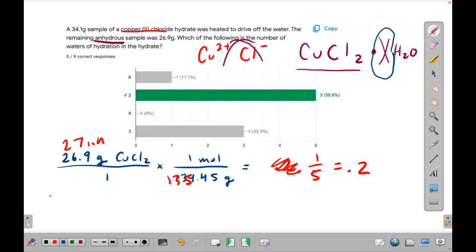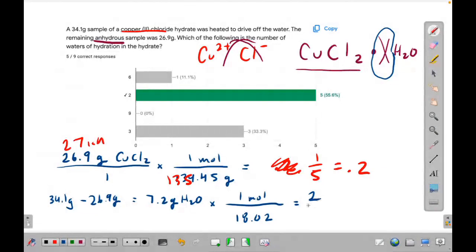Okay, so for the water, we have the 34.1 grams that we started with, that did contain water, minus the 26.9 grams when the water was gone. That represents how much water was evaporated and how much water was in our original compound. So that would be 7.2 grams of H2O. Now we're going to convert that to moles. The molar mass of water is approximately 18.02. And what is that going to give us? That's going to give us an answer of about 2/5, or 0.4.